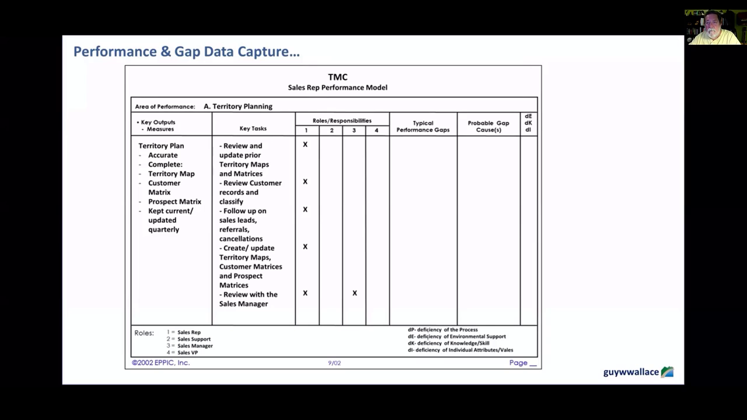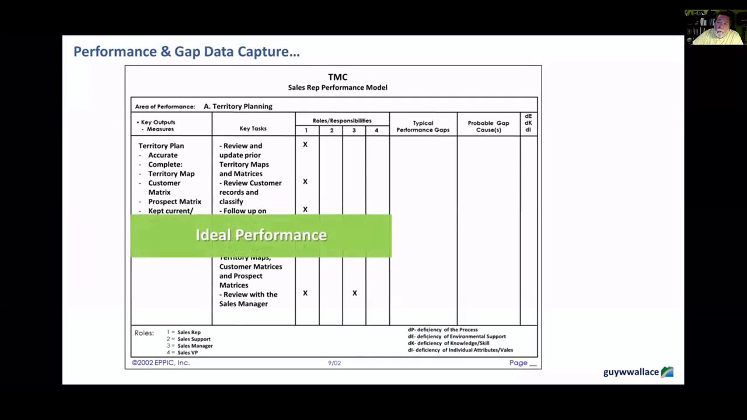So the output was a territory plan. It needed to be accurate and complete, and it needed to include various things like a territory map, a customer matrix, a prospect matrix, etc. All the experts that I was working with, the master performers and other subject matter experts, all agreed, yeah, that territory plan, that's what we're supposed to produce here. And so then we listed the tasks, and then we decided who does what. And here's an example where there's X's. You can see down in the bottom left, it says sales rep, sales support, sales manager, sales VP. Well, in this chunk of the performance, territory planning, the sales rep and the sales manager are the only ones that are involved. And this is who's responsible for those tasks. And that's the ideal performance.